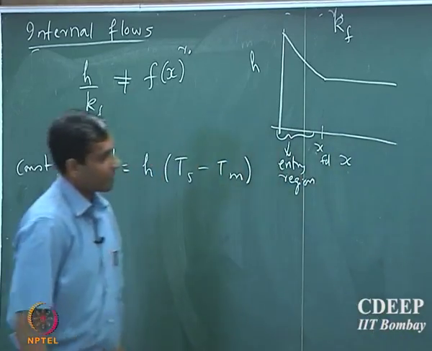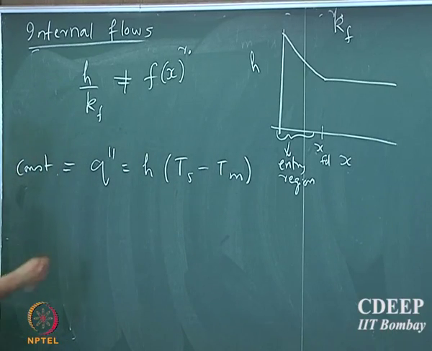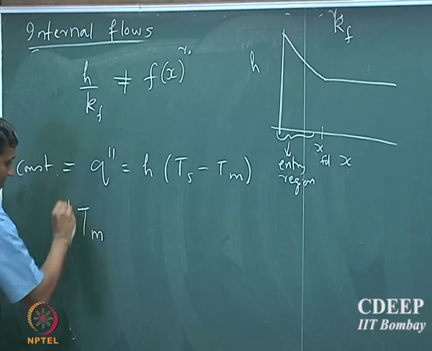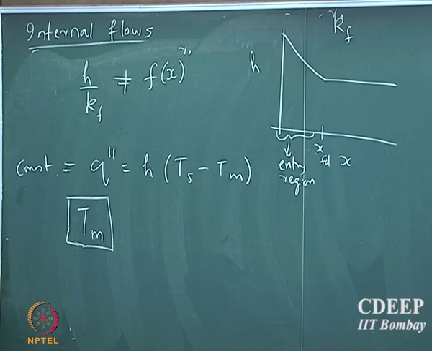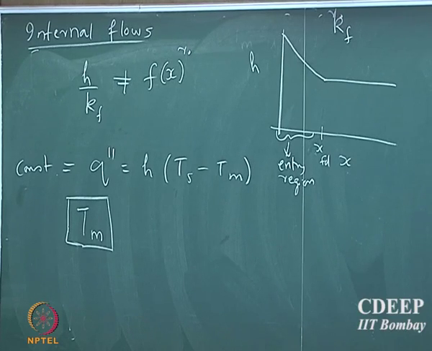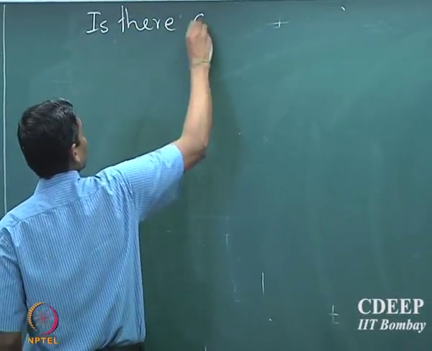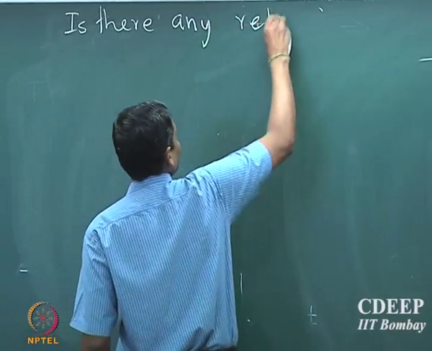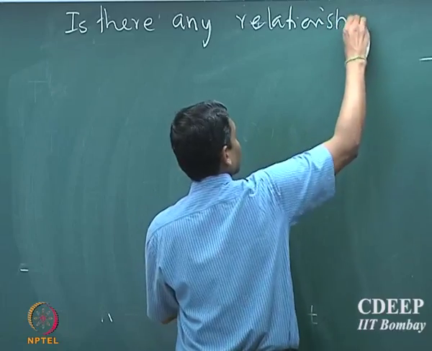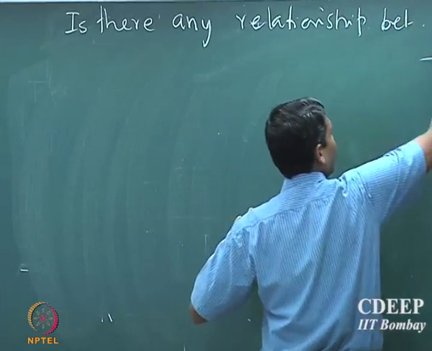So suppose I want to find out, so the exercise is now to really find out what is the mean temperature. If I know the mean temperature, there are lots of things that I can actually estimate. So before we go and find out what this mean temperature is, let's see if we can find the relationship between the mean temperature and the actual local temperature. Is there any relationship between T and Tm?